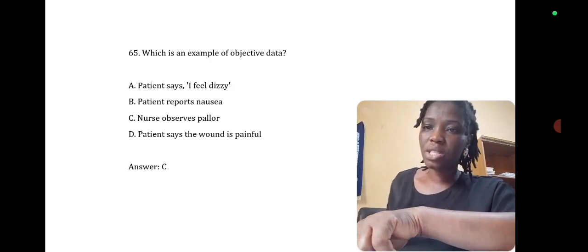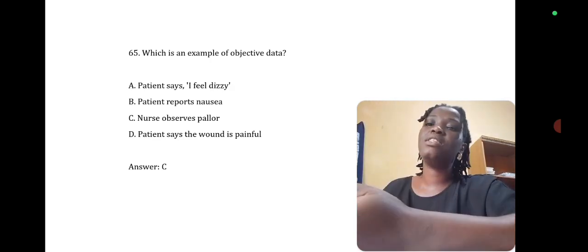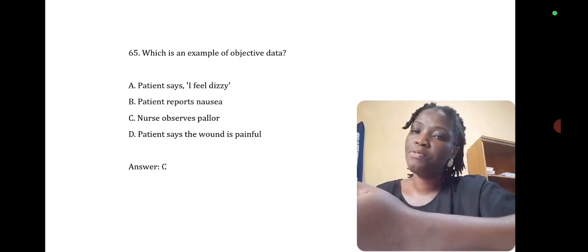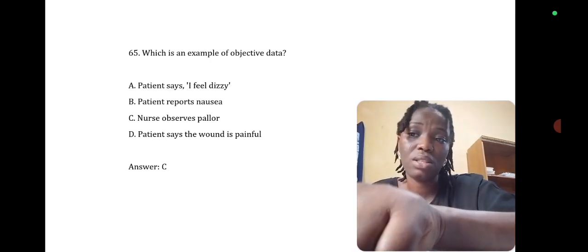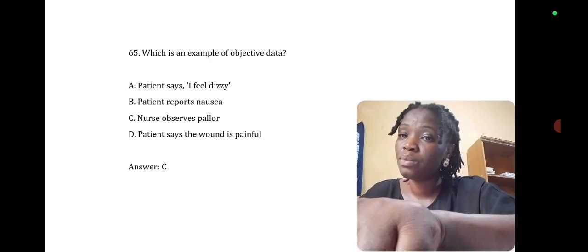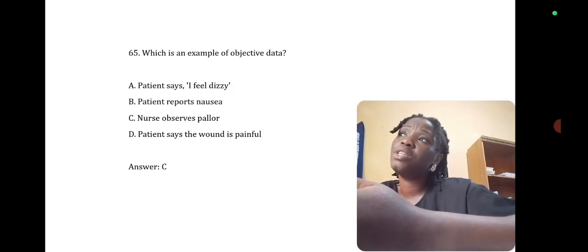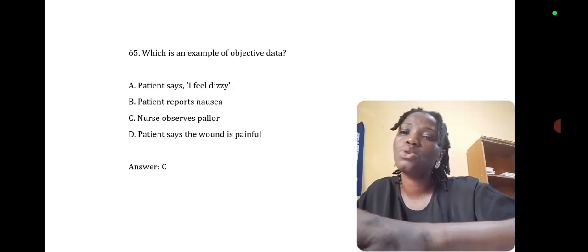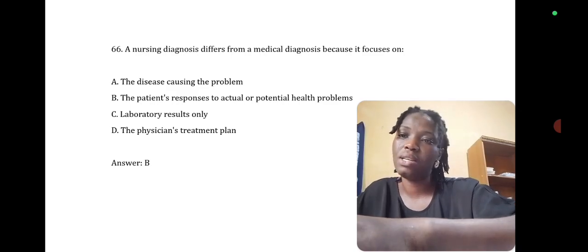Question 65. Which is an example of objective data? Patient says, I'm feeling dizzy. Patient report of nausea. Patient says that the wound is painful. Anything the patient says is subjective. So the only thing that is objective in this option is observed pallor. You can observe pallor, you can observe cyanosis, you can observe the patient's grimacing, etc. Whatever you observe as a nurse is objective. So C is your answer, objective data.